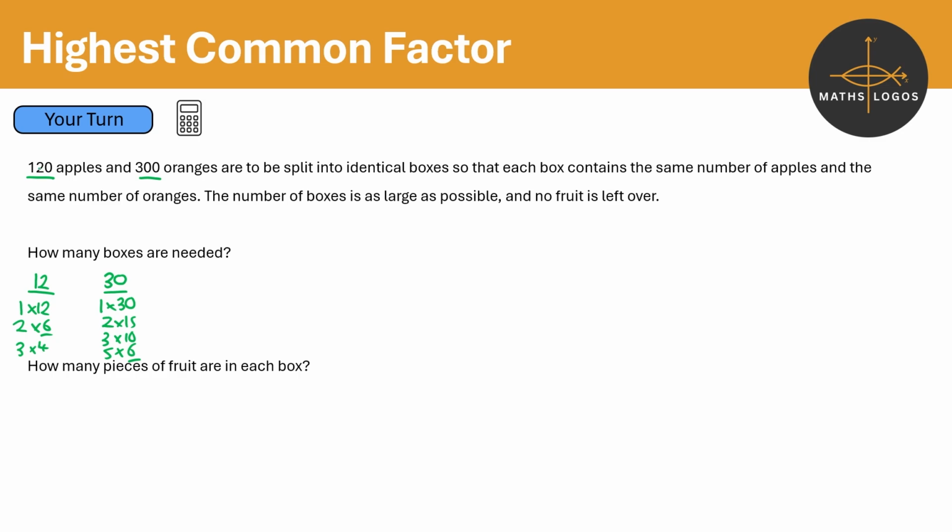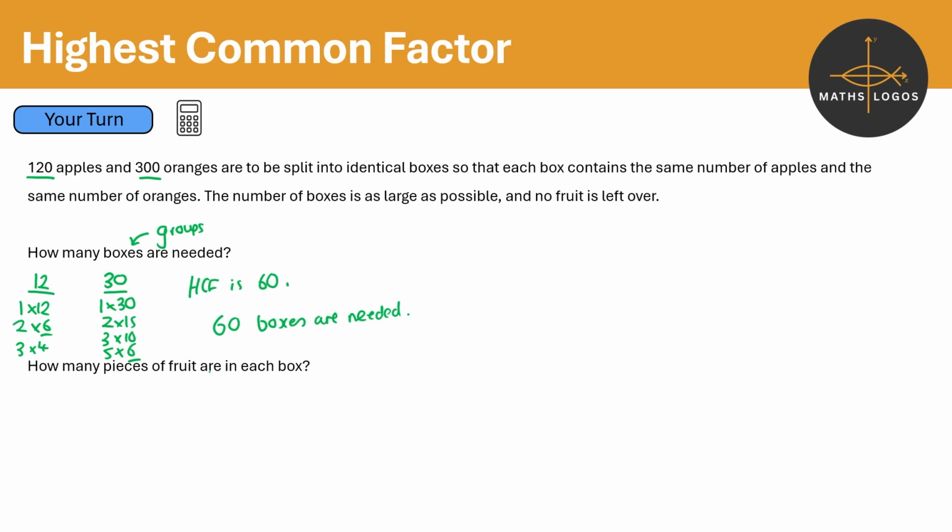So the highest common factor of 120 and 300 is 60. The highest common factor is 60. What that means is I can split the 120 apples into 60 boxes, and I can split the 300 oranges into 60 boxes as well. So how many boxes are needed? We could think of boxes as groups here, really. And so the answer is 60. And we'll write that, we'll say 60 boxes are needed. And that's my answer to the first bit. The second question says, how many pieces of fruit are in each box?